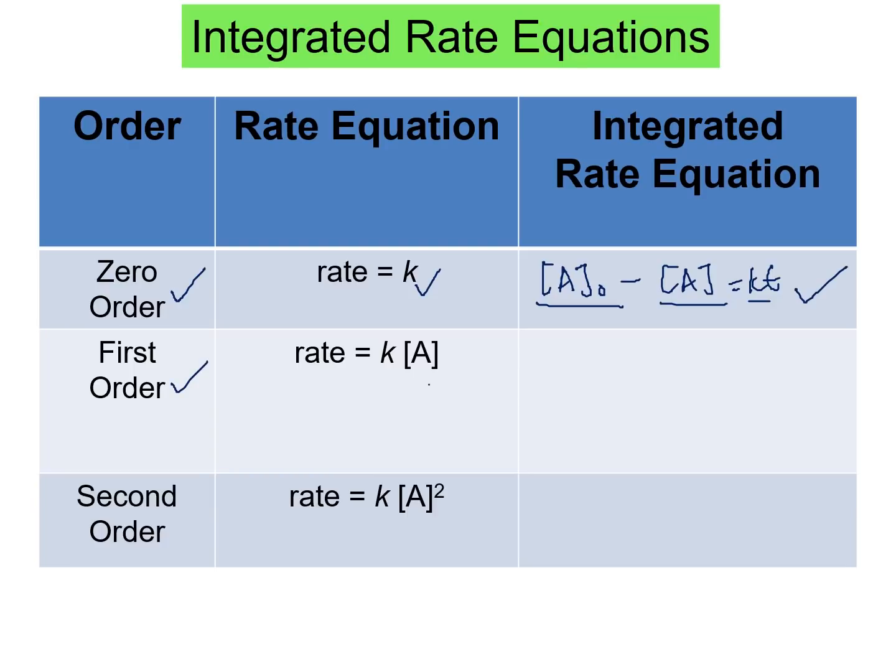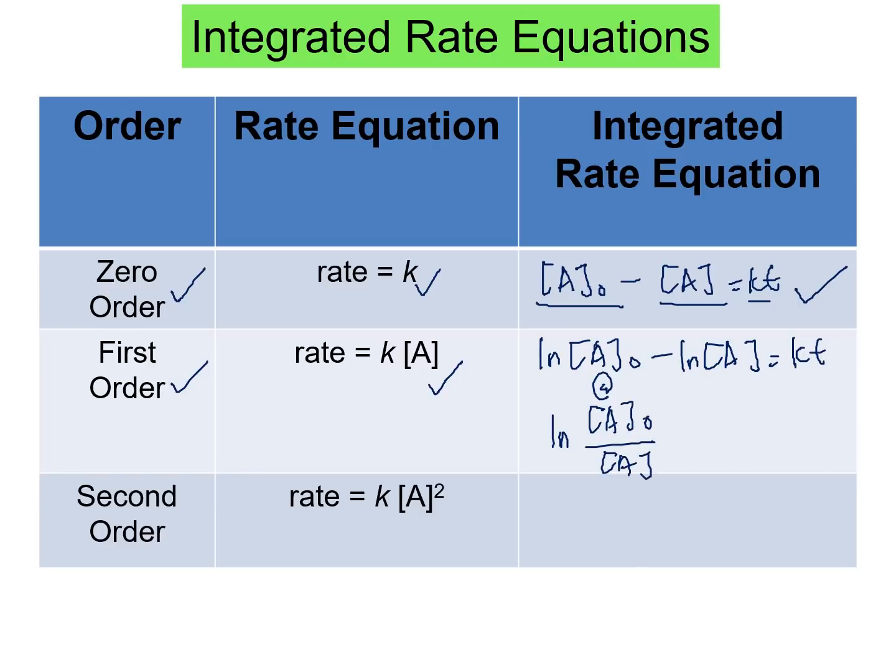First order, we integrate this equation, you'll get ln concentration A naught minus ln concentration A equals to KT, or you can write like this, ln concentration A naught over concentration A equals to KT. For second order, we integrate this equation, you'll get 1 over concentration A minus 1 over concentration A naught equals to KT.